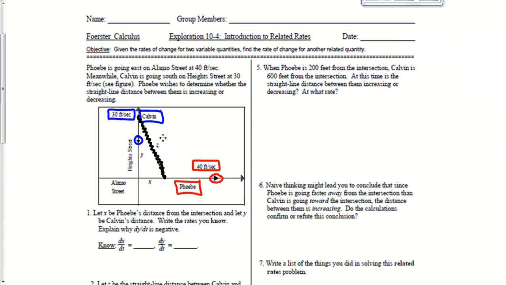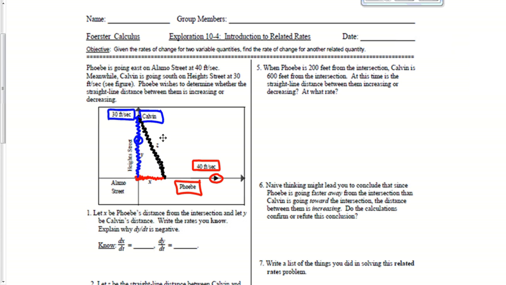So let x be Phoebe's distance from the intersection. So my intersection is this big red dot, and the distance away that Phoebe is, is x. So I've labeled that in my picture. That's that red distance. And y is Calvin's distance away from the intersection, and that's right here in blue. That's Calvin's distance away. So write the rates that you know and explain why dy/dt is negative.